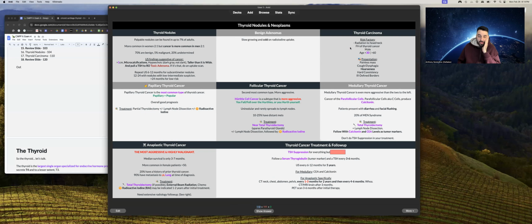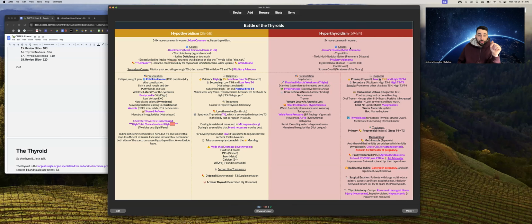TSH suppression for everything but medullary. Okay. Oh, we don't want to do any TSH suppression except for with, I'm sorry, we do want to do TSH suppression, but not with medullary thyroid cancer. Okay.